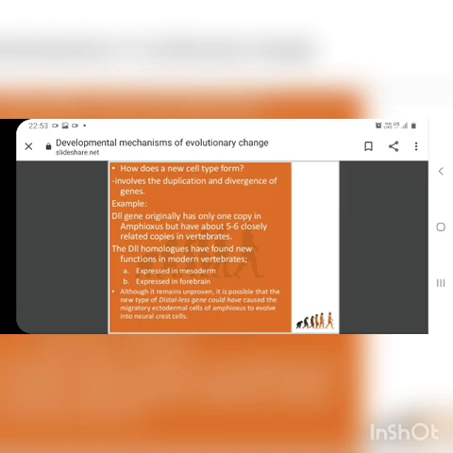Although it remains unproven, why? Because we don't have any fossil evidence of the bilaterian ancestor. So though it remains unproven, it is possible that a new type of Distal-less gene could have caused the migratory ectodermal cells of amphioxus to evolve into neural crest cells.